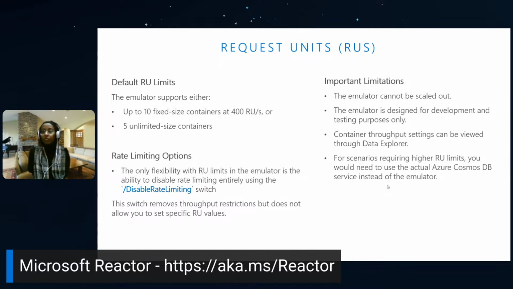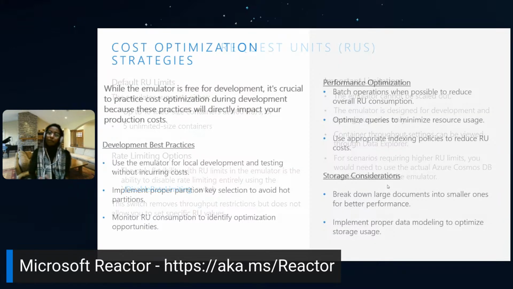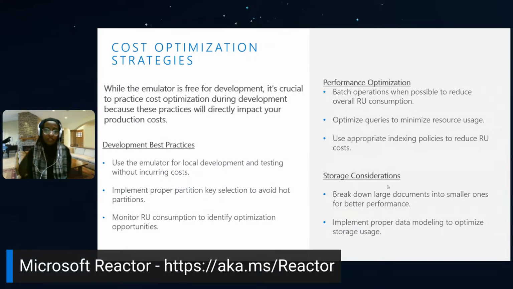The container throughput settings can be viewed using Data Explorer that we have just seen, and we refresh every time we do a different operation to see the results. If you have scenarios that require higher RU limits, then you need to go to the Cosmos DB service on the Azure portal instead of the emulator itself. I have here some cost optimization strategies that we can go through quickly.